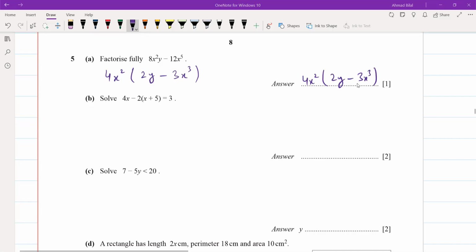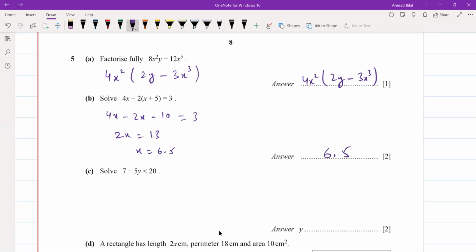Acha, उसके बाद तो कहते हैं solve this. 4x minus 2 into x plus 5 into 3. So that's 4x minus 2x minus 10 equal to 3. यहाँ पे हमारे पास आ गया 2x is equal to 13 and x is equal to 6.5. From there, just write 6.5 there, right? That's fairly straightforward.